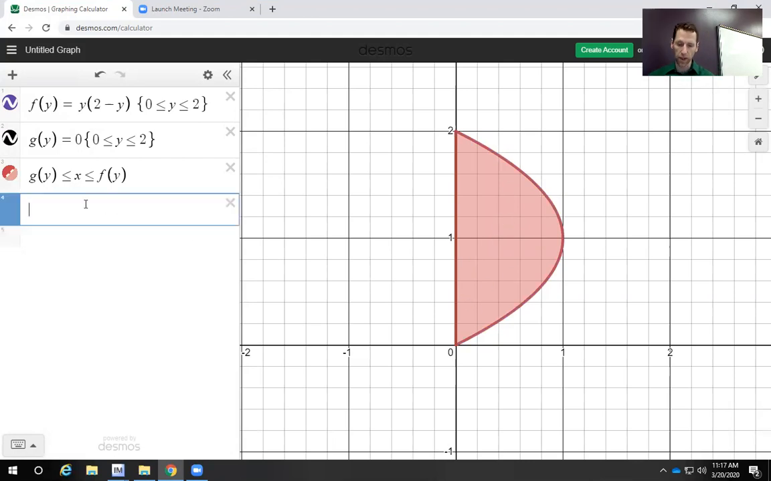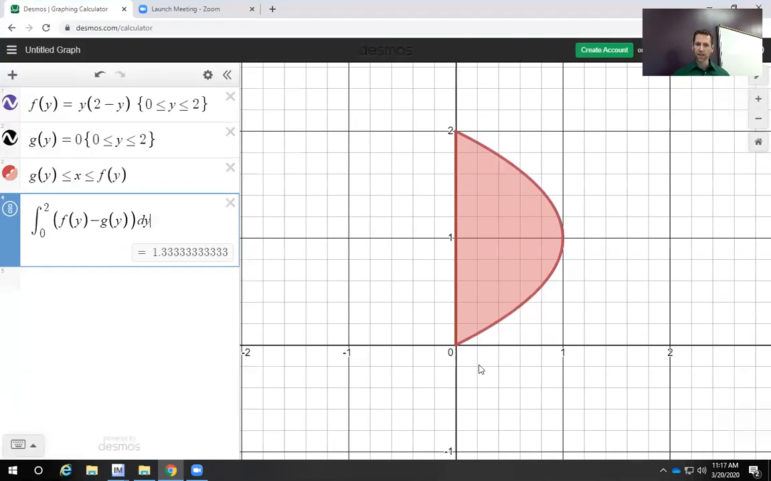And so I can integrate in here, int, I'm going to integrate from 0 up to 2. I'm going along the y-axis. The top function is this function right here, and that's my f of y. My bottom function is my g of y. And I'm integrating over the y-axis, so I'm using dy. If I did dx, that would make it integrate from here to here, and I don't want that. That's an incorrect expression. So I'm getting 1 1/3.